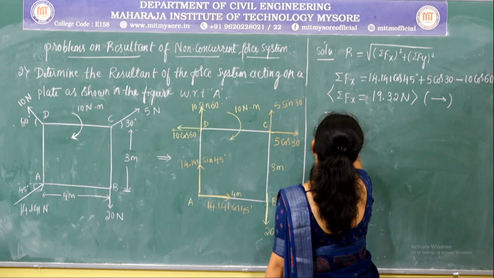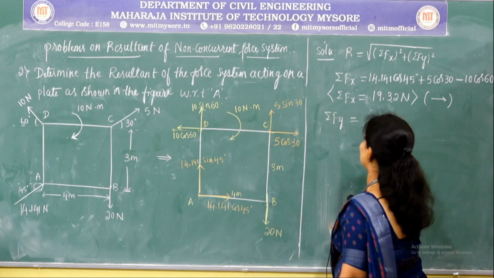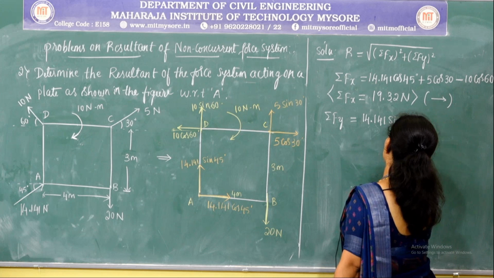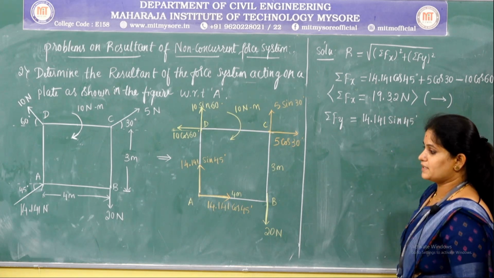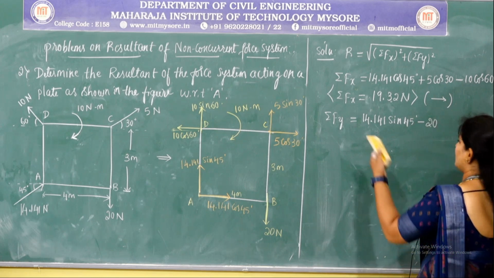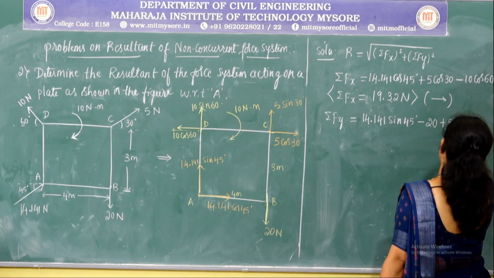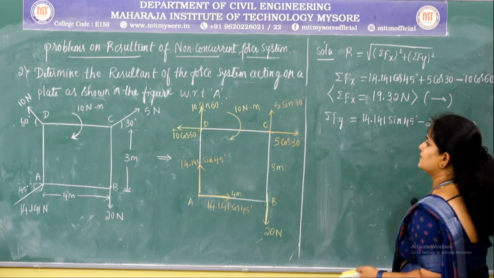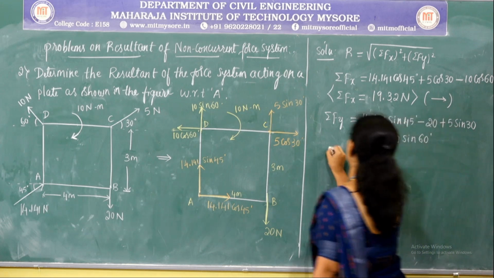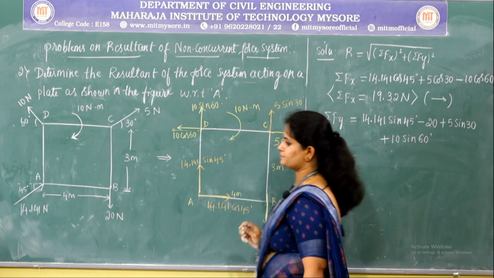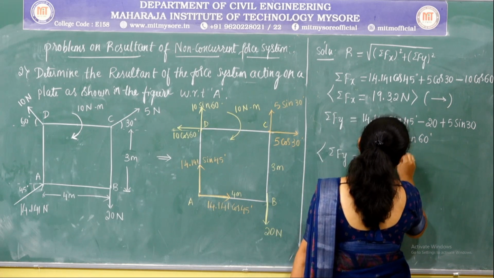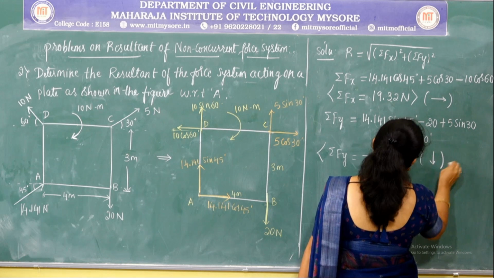Similarly, consider the summation of all the vertical components. At point A the vertical component is 14.141 sin 45 and it is acting upwards, that is why it is positive. Next, at point B there is a downward vertical force, that is 20 Newton. At point C an upward vertical component, that is 5 sin 30, and at point D there is an upward vertical component, that is plus 10 sin 60. So the value of which is minus 16.16 Newton. Since this is negative, the direction is downwards.